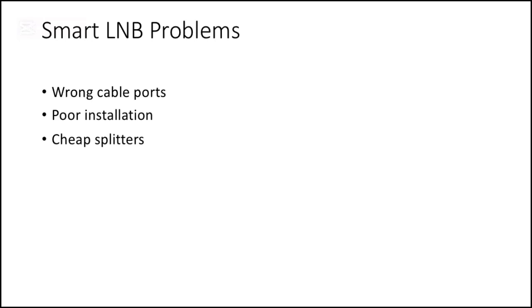Now let's talk about smart LNB systems. Modern DSTV installations use smart LNBs, especially for Explorer and multi-room setups. Smart LNBs distribute signal differently from old systems. They require proper wiring and correct cable ports. Using incorrect ports or cheap splitters causes signal instability. Wrong installation can lead to missing channels, frequent no signal, or decoder errors. Smart LNB systems must be installed properly to work reliably.